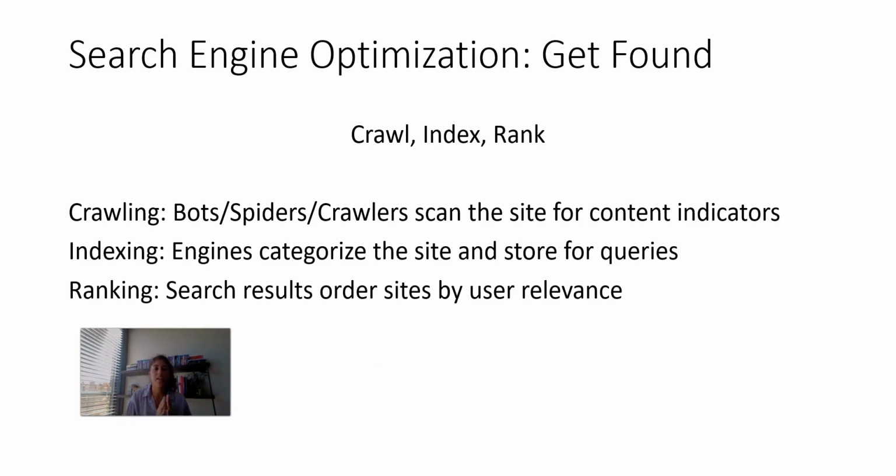Here are just a few of the biggest picture key things to keep in mind, and think about if you choose to do this activity as well. So basically, SEO is built on crawling, indexing, and then ranking. Crawling is when bots, spiders, crawlers, there are a lot of different names for them depending on who you're talking to, basically scan the site for what we call content indicators. And so often that's going to be those keywords, and they look at things like headings, especially.